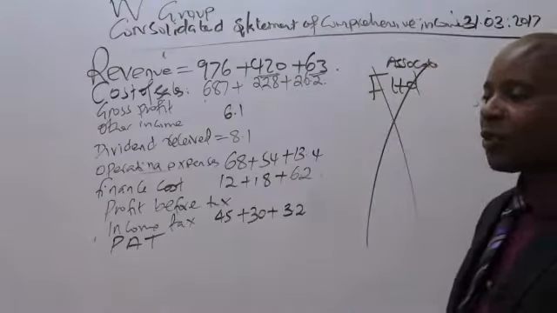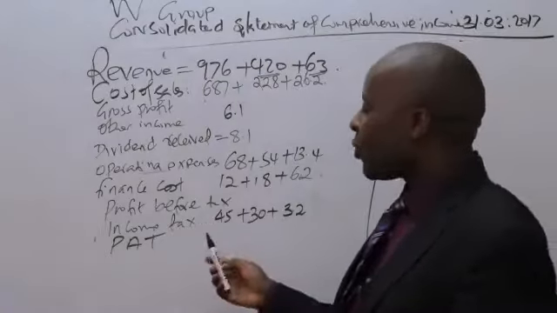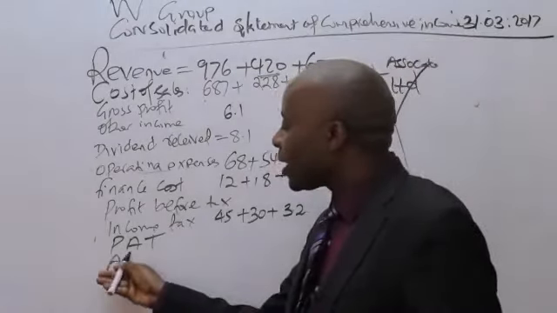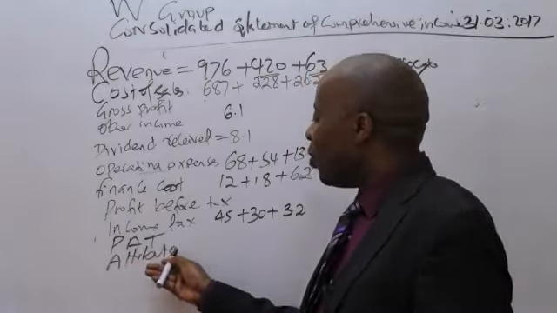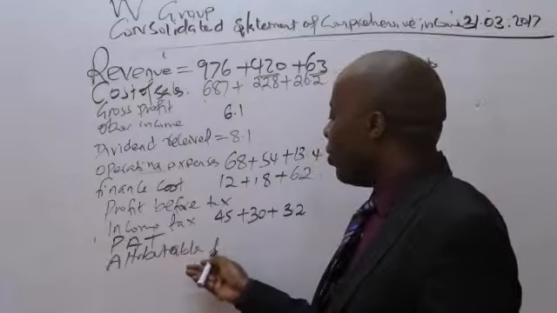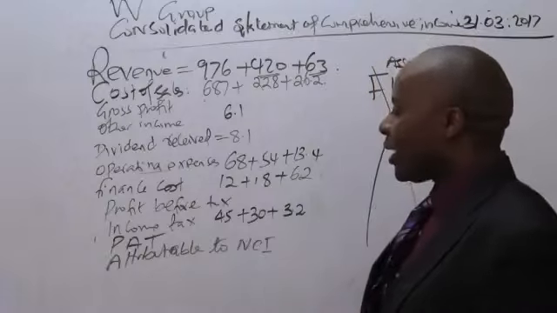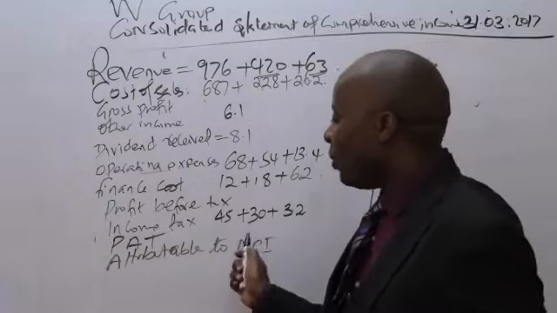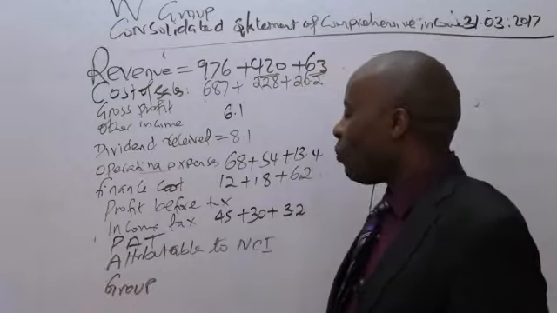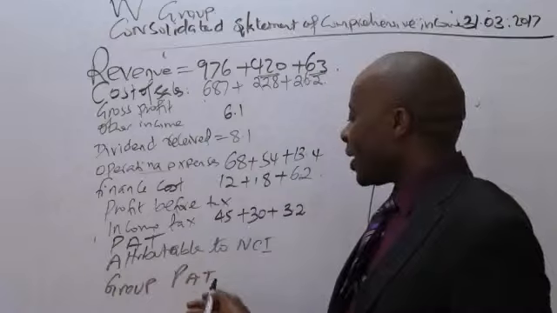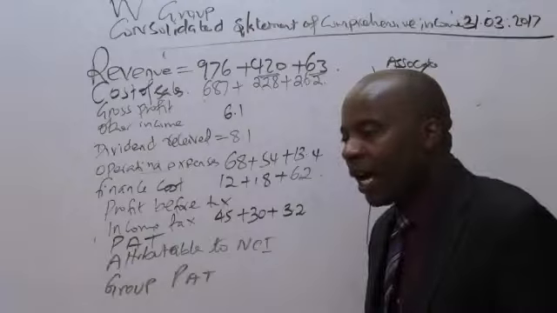Profit after tax. Once you get this profit after tax, you'll be able to deduct what is attributable to NCI. You'll be able to get a working for that, and then you will be able to get the group profit after taxation.